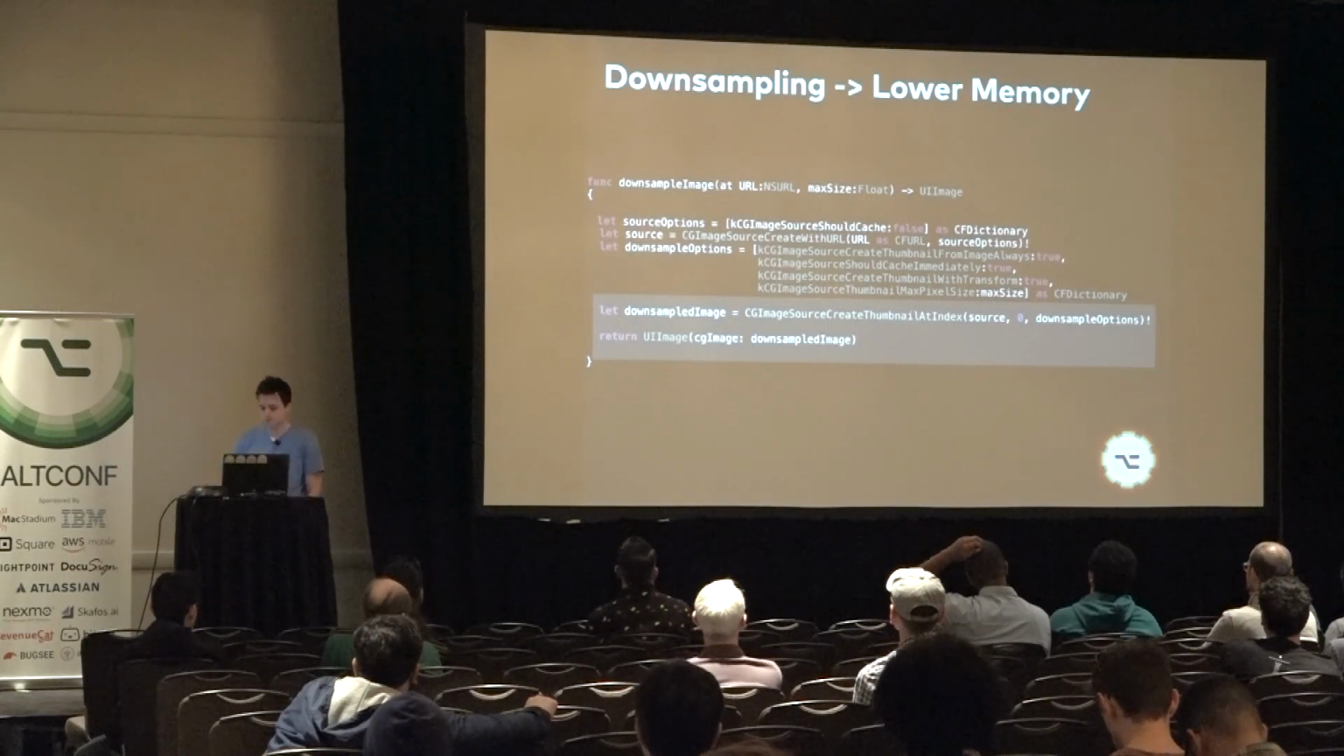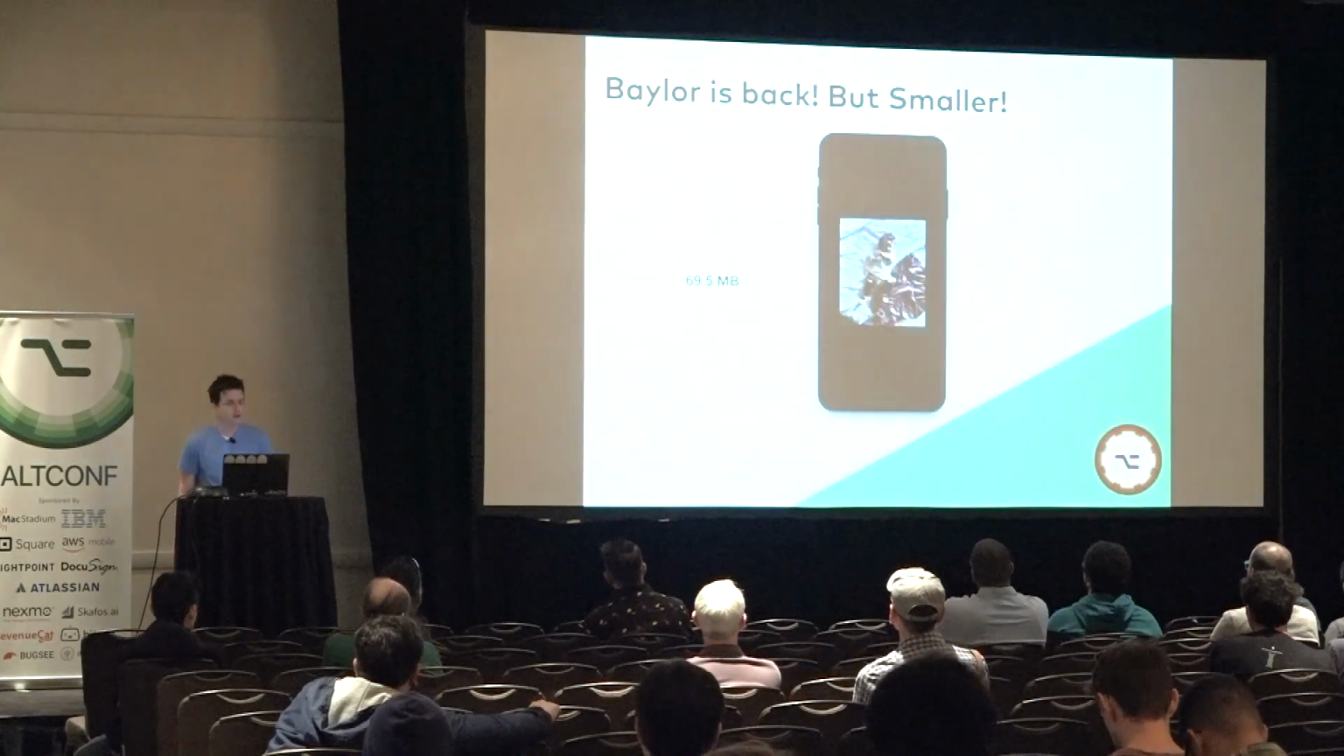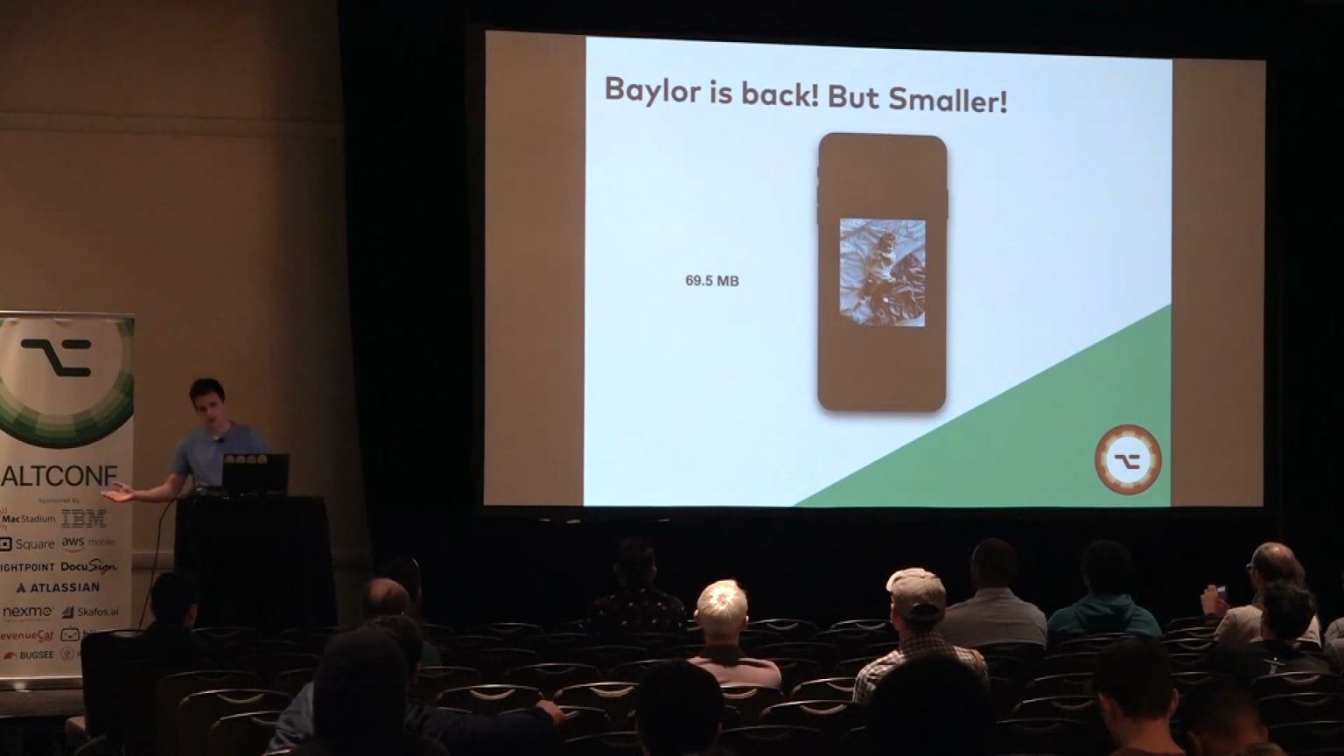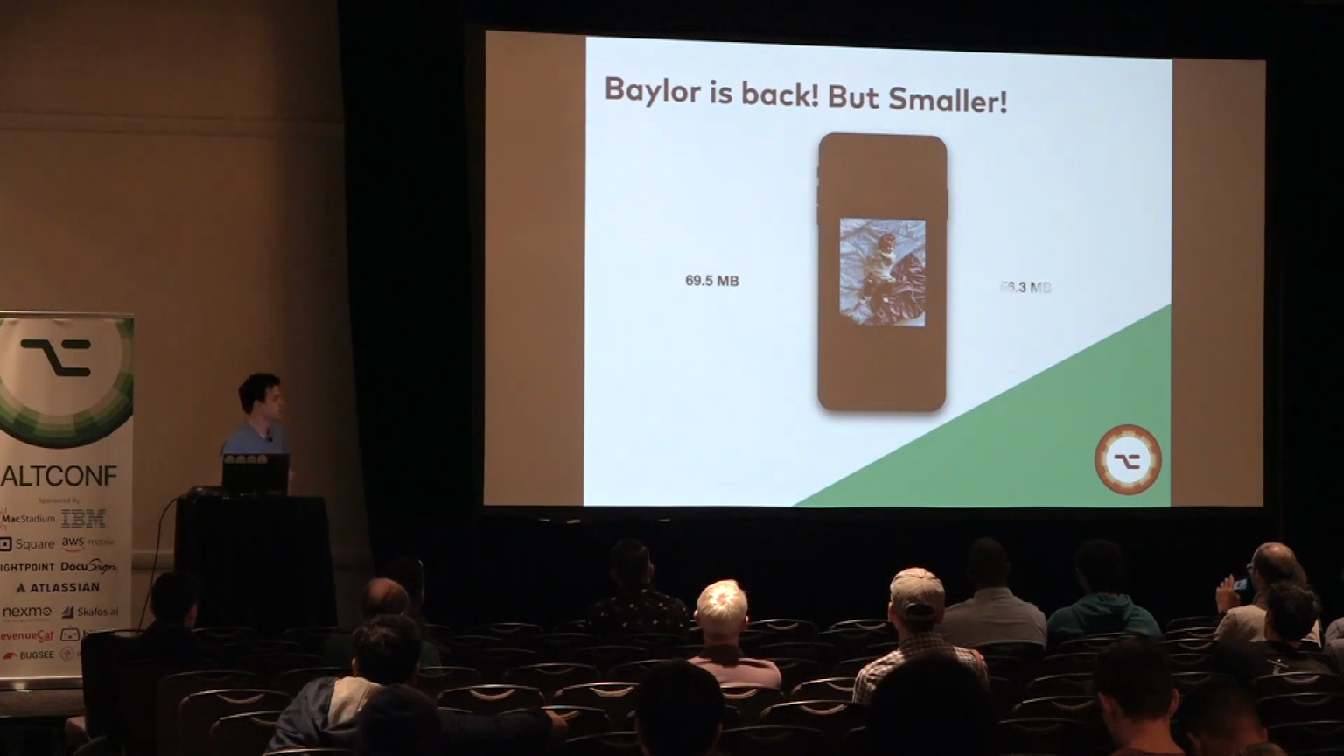So what's that going to do? Well, let's go back to our sample app. Before, if you were to profile this, this app was taking 69.5 megabytes just sitting there, loading in the image view, decoding the image, putting it in there. Now, with downsampling, you get it all the way down to 56.3 megabytes. You just saved 13.2 megabytes. That's almost the size of the whole image, actually. That's a huge savings, and that's just one image, right?